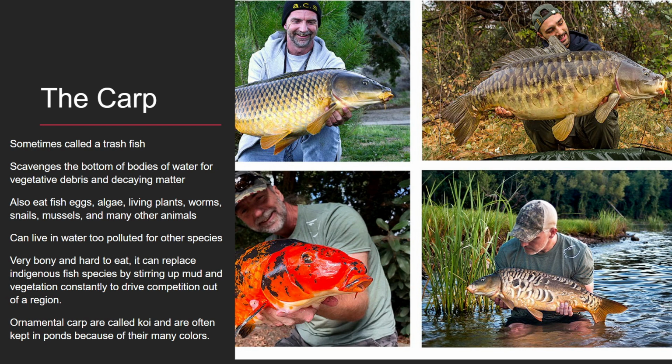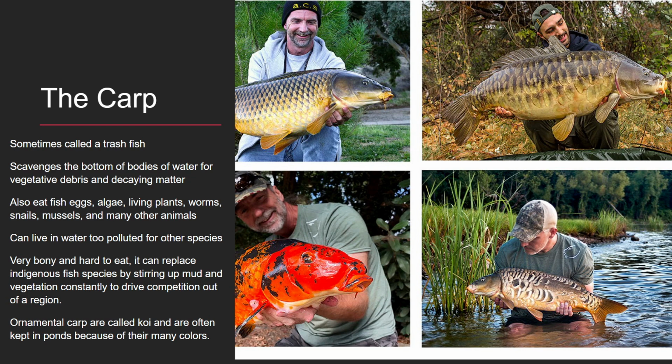Here are some examples of different types of fish. Here's the carp, oftentimes called a trash fish. It scavenges the bottom of bodies of water for vegetative debris and decaying matter. It eats eggs, algae, plants, worms, snails, mussels, many other animals, pretty much whatever it can come into contact with.